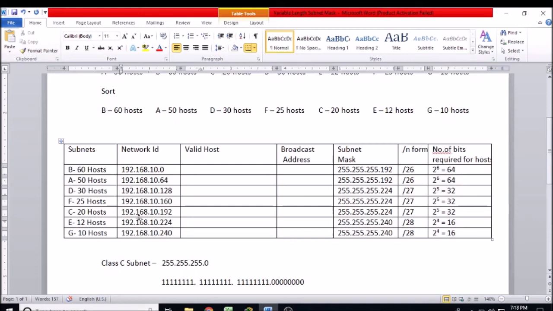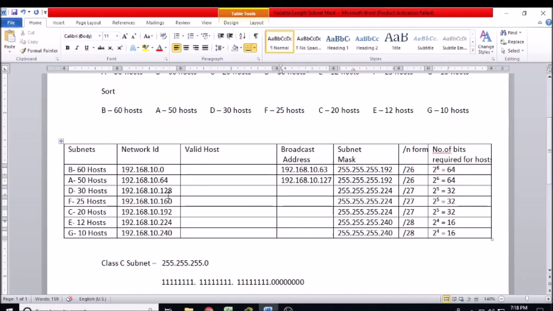After you find out the network ID, you have to find the broadcast address. How to find the broadcast address? It is just the previous number of the next subnet. So for B, the next subnet is A, and its network ID is 64. So your broadcast address is going to be nothing but 63. Got it? Now for A, what is its next subnet? It is going to be D, right? Here the network ID is 128. So the broadcast address for A will be 127.